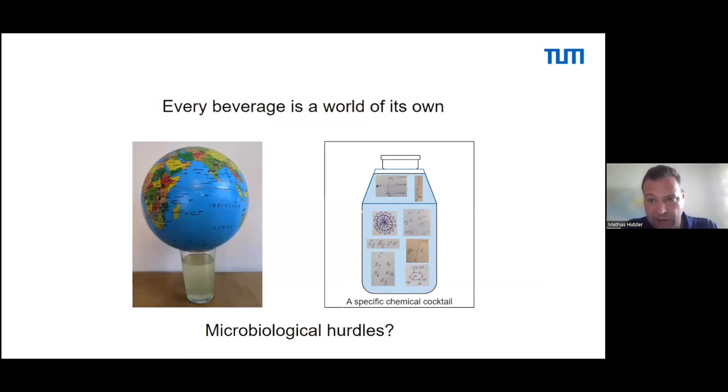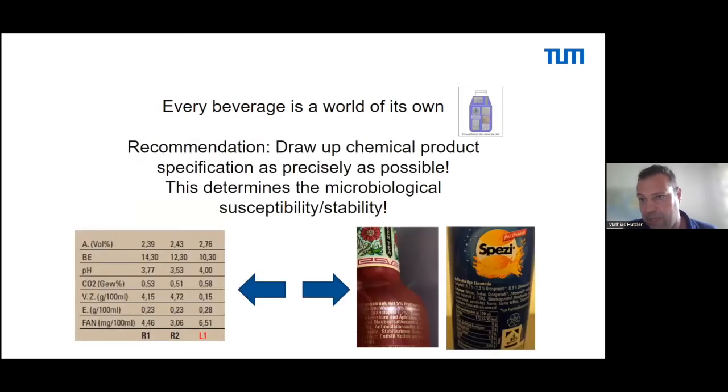So you jump into a new environment and you have different concentrations of organic acids, sugars, amino acids, maybe ethanol, vitamins, minerals. It's a specific chemical cocktail. And for every new product, you should think about your microbiological hurdles. And a lot of those new products are very susceptible from a microbiological point of view. And often those startups check the microbiology as the last point of product development.